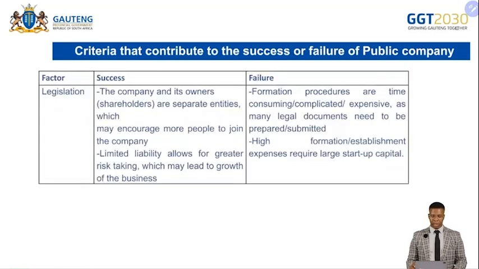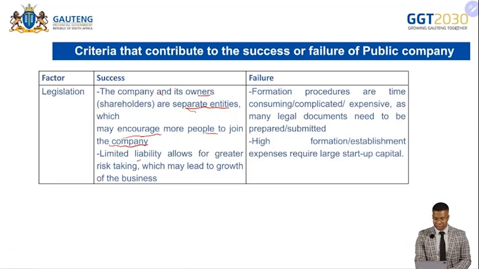Then legislation, what is the law saying when it comes to establishing or starting a public company? The idea that the company and its owners are separate entities may encourage more people to join the company. So when we are saying the company and its owners are separate entities, it means what the company is owing is limited to the company, and what the owner is owing is limited to their personal capacity. And then limited liability allows greater risk taking, which may lead to growth of the business.